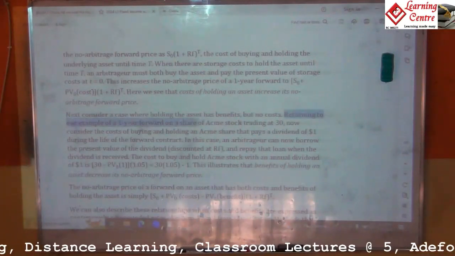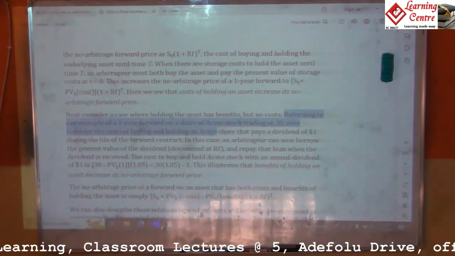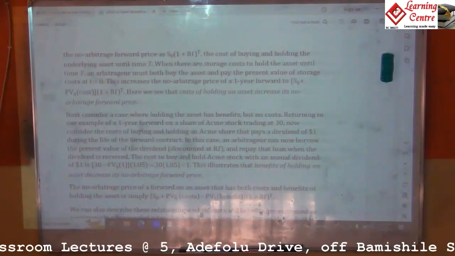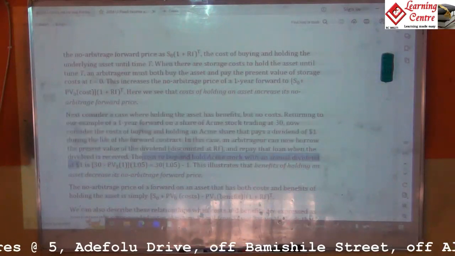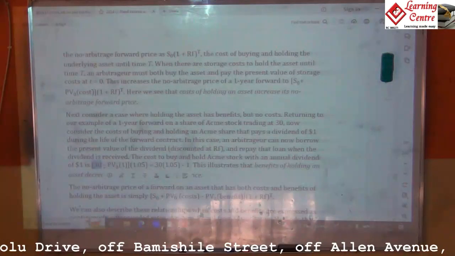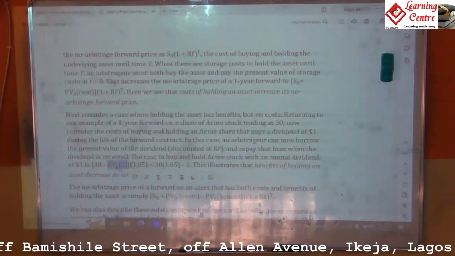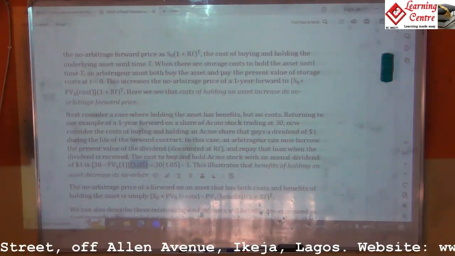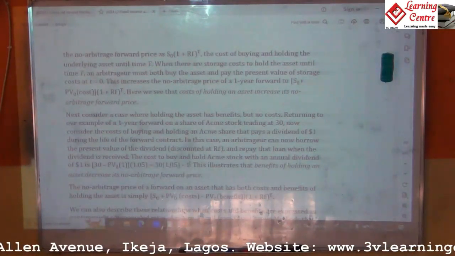So returning to our example of 1 year at $30, now consider the cost of buying and holding the share that pays a dividend of $1 during the life of the contract. So the cost to buy and hold the stock with an annual dividend will be 30, which is the spot price today, minus the benefit, which is $1, times 1.05. The 5 is the rate over the time period. So this is now our formula: 30 minus 1, times 1.05.